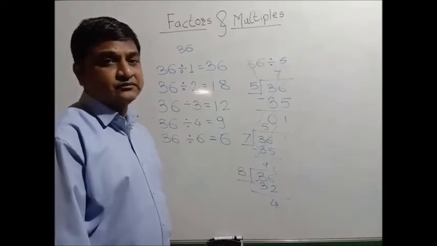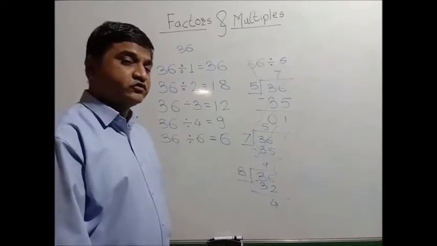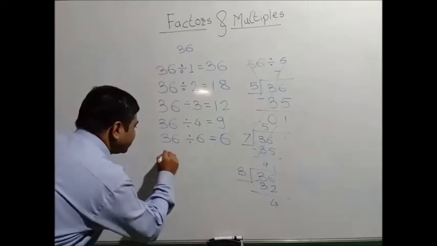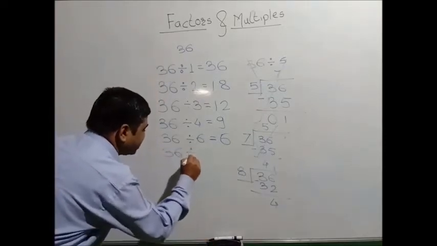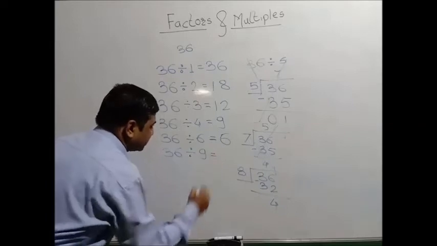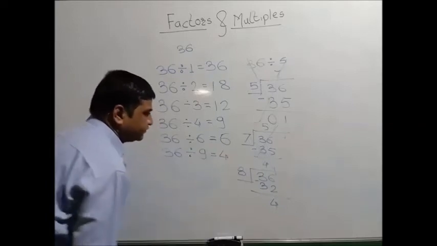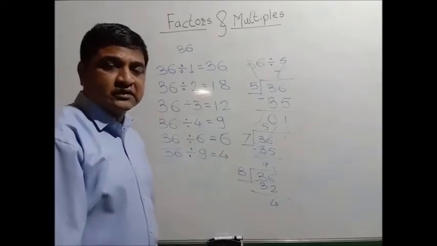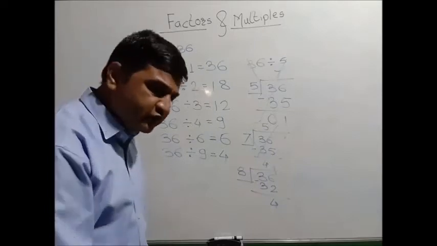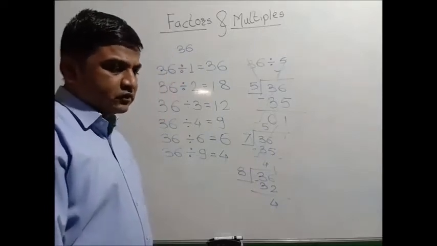Well, what about 9? I know that 9 4s are 36. So we can divide 36 by 9. And what will be the quotient? The quotient will be 4. And what will be the remainder? The remainder will be 0. There will be no remainder at all.